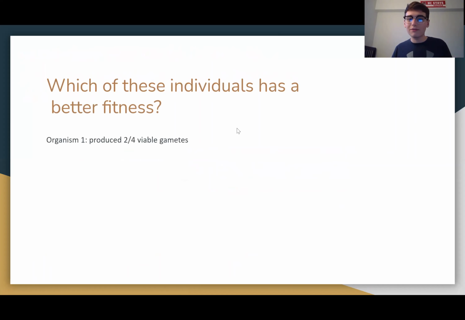So which of these individuals has better fitness? Organism 1 produced 2 out of 4 viable. Organism 2, 4 viable. And organism 2 is more fit because he's able to pass on his genetic information much easier.